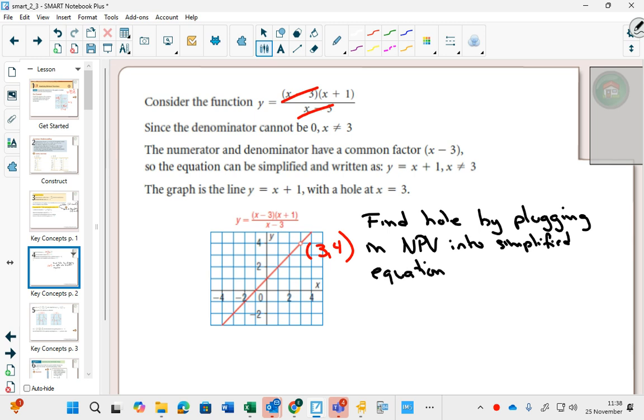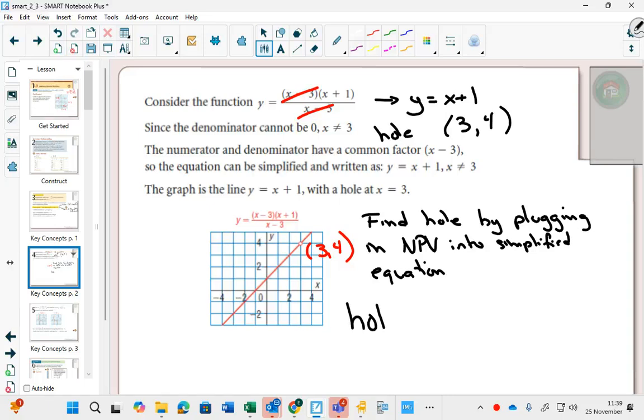And you can always find the hole by plugging in the non-permissible value into the simplified equation. Because once I cancel out those x minus 3's, my equation is now just x plus 1, which is really easy to graph because it's a straight line with a slope of 1 and a y-intercept of 1. But you're going to have a hole in this graph because 3 was the non-permissible value. Plug in that value of 3. If you plug in 3 for x, it's really easy to see that the hole is at 3, 4.